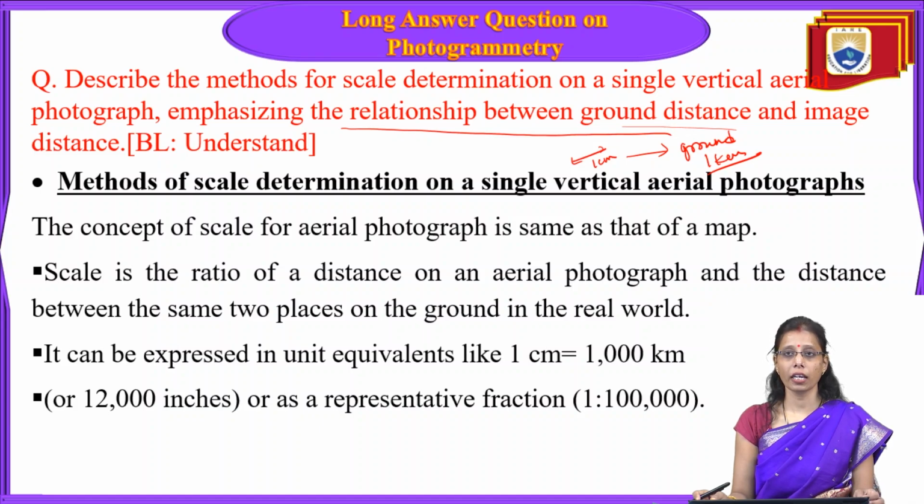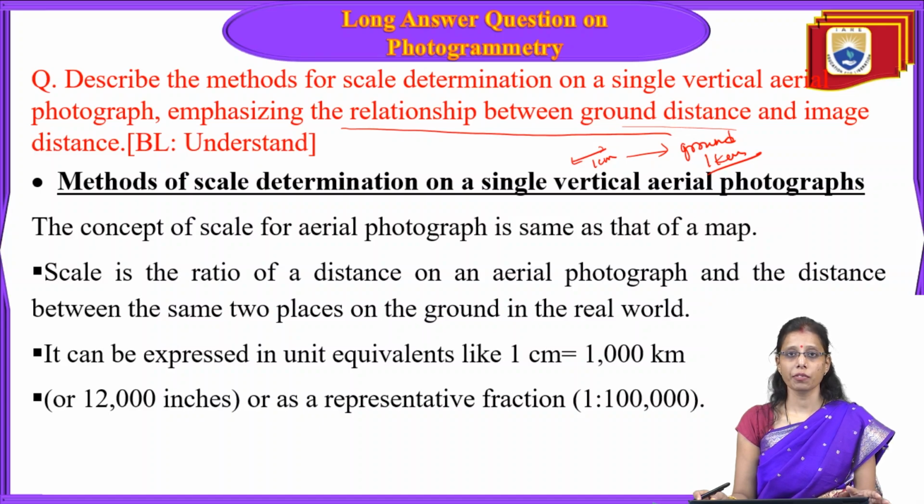So scale is a value which we give to represent the ground on the paper. Whatever we show on the paper represents the ground. If you show 1 centimeter on the paper, it represents 1 kilometer on the ground, or it represents 1 mile on the ground. That is how the scale is mapped here.